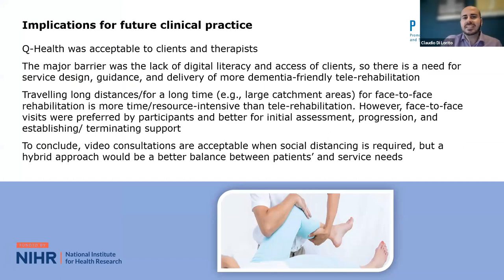So just to sum up, this small study, again, was just preliminary evidence, but we found it interesting because overall, we found that the clients, our participants, were very keen to learn. They wanted to try and use technology. They were not resistant. And the therapists as well, they took on the challenge and really tried their best. There was a major barrier, however, which was the lack of digital literacy and access for clients. So obviously there is a great need for service design, for guidance, for delivery of services that are equitable for different people with dementia, who are at risk of, again, being disempowered by technology as opposed to getting the benefits of it.